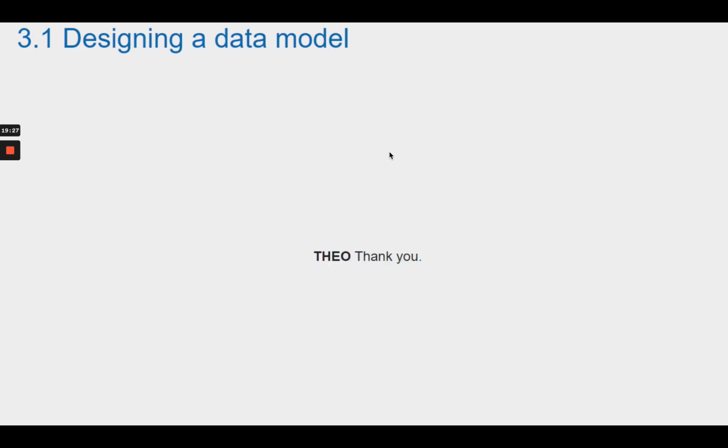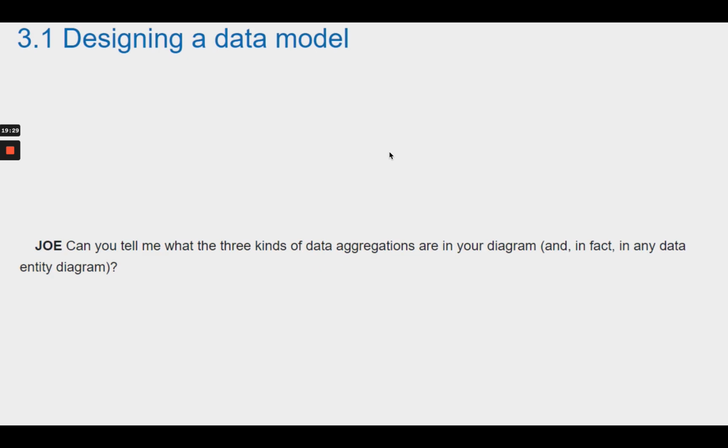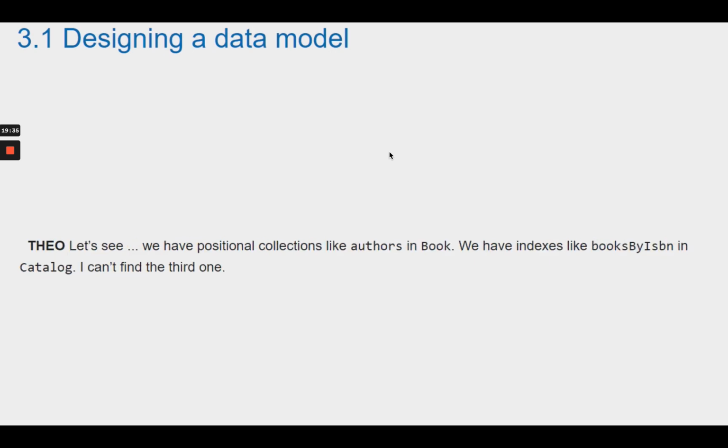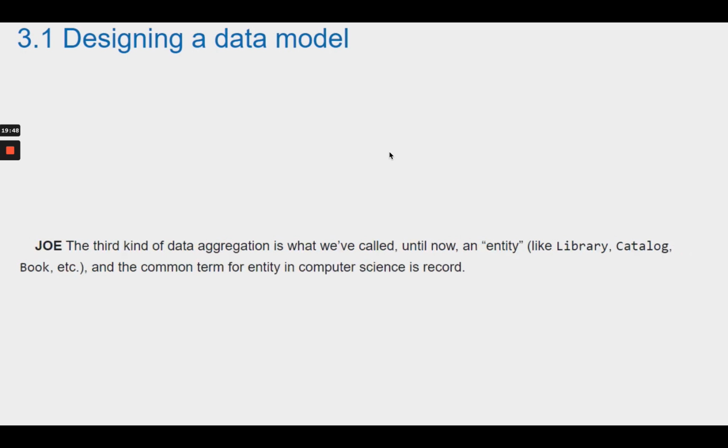Joe, I like your data entity diagram. Theo, thank you. Joe, can you tell me what the three kinds of data aggregations are in your diagram, and in fact in any data entity diagram? Theo, let's see. We have positional collections like authors in book. We have indexes like books by ISBN in catalog. I can't find the third one.